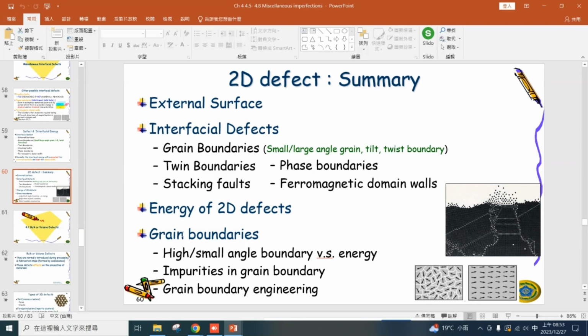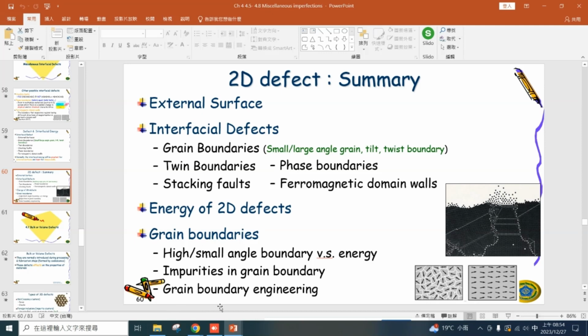So in the energy of two-dimensional defects, the external surface will have the highest energy, and then the ferromagnetic domain wall will have the lowest energy. Because external surface has the highest energy, what does that mean? That means external surface will have a higher reactivity. It's very, very easy to react with other chemicals. Okay, so this is high energy and will have high reactivity.